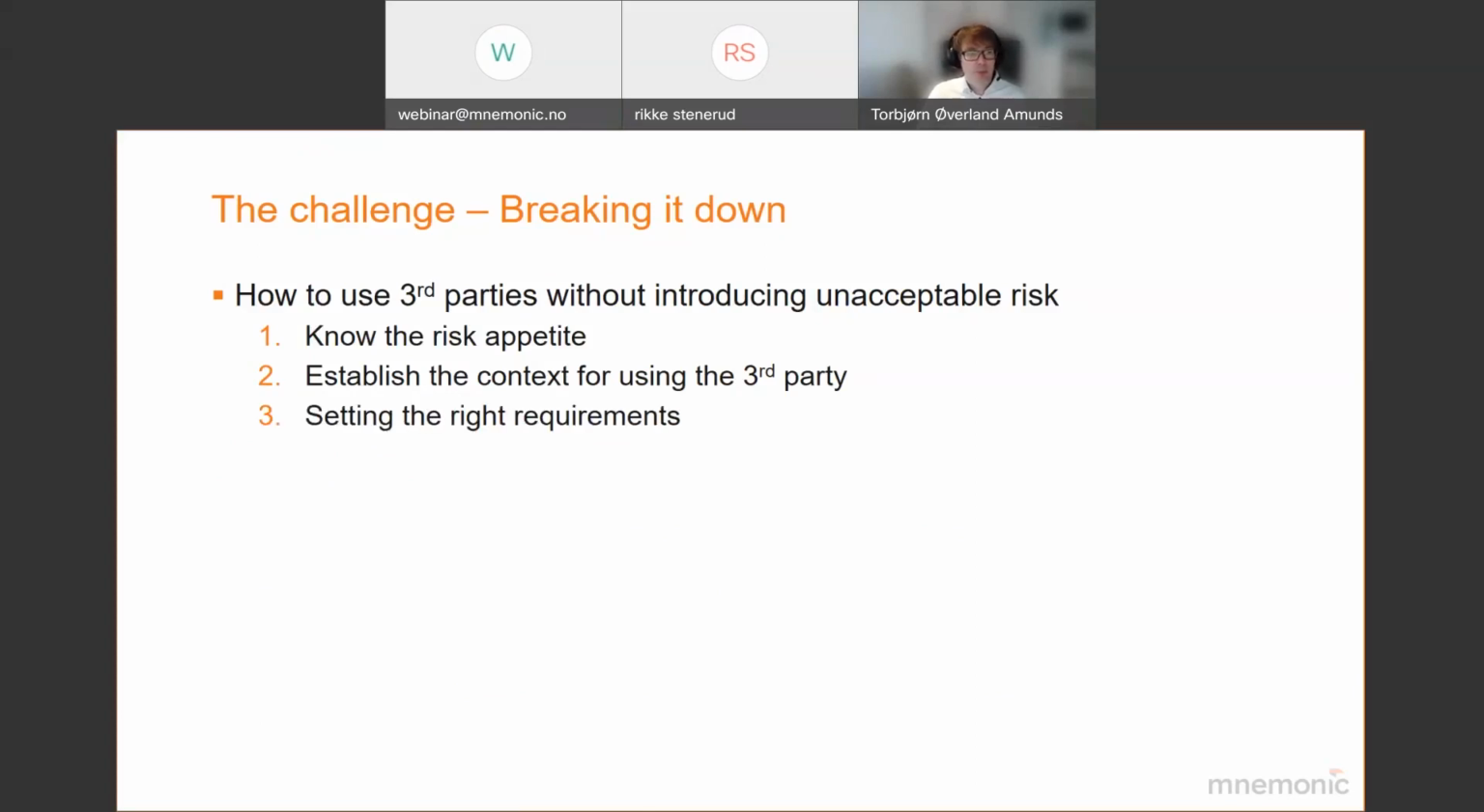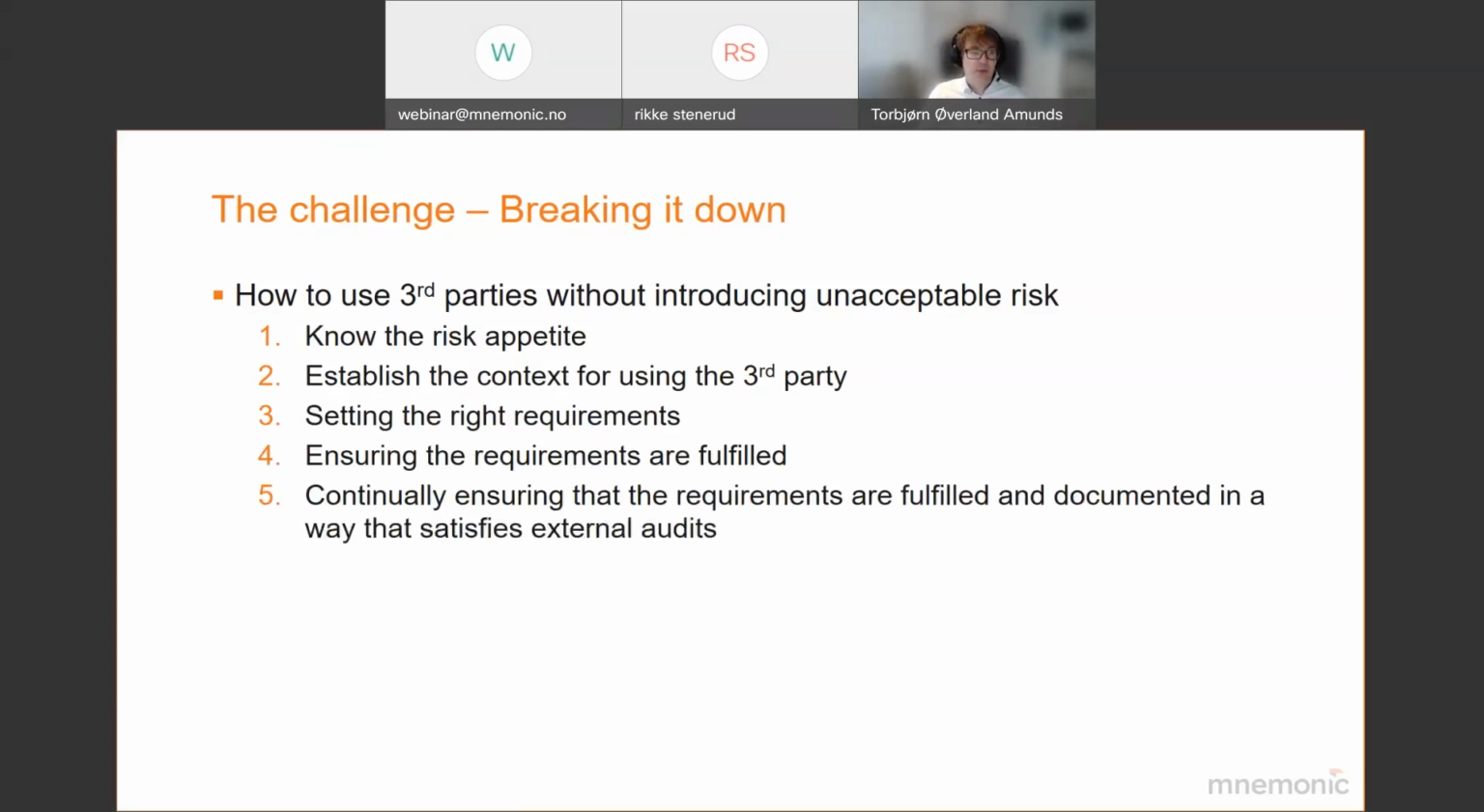The third step then would be to set the right requirements. The fourth step would be to ensure that the requirements are fulfilled. And fifth, we need to do that continually, and also we need to keep it documented in a way that satisfies external audits.